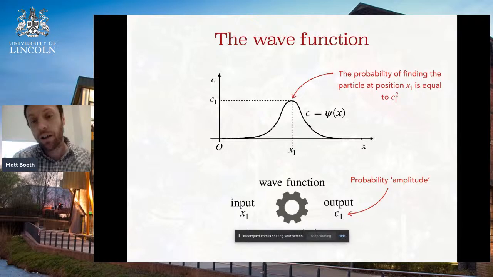So for this example I've drawn here, x1, the value of c at x1, so c1, is maximum, right? So it's high. So this is the most likely position to find this particle. But if we took an x value down here, say, then this c value would be quite small. And that means the probability of finding the particle over here is much, much smaller. So this is what the wave function does. It contains all the information about the probabilities of finding the particle at any given position.